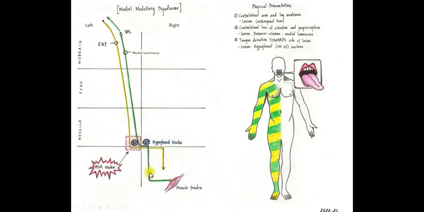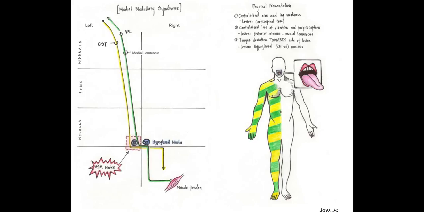Here we have the posterior columns, the internal arcuate fibers, and now this is the medial lemniscus right here. And so a lesion there will give the patient contralateral loss of vibration and proprioception. And here is the hypoglossal nucleus, which will result in ipsilateral weakness of that half of the tongue. So if a lesion is on the left side, then the patient will have those motor and sensory deficits in the right arm and leg, and then the tongue is going to deviate to the left.